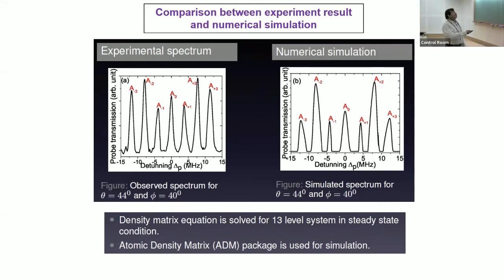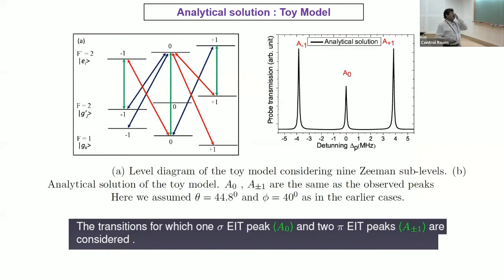So we can match our experimental spectrum with the numerical one, but then we wanted to do an analytical solution. So we took a toy model. This is the energy level diagram of the toy model. We didn't take the entire spectrum, but a small section of it so that we can at least get the A0 and A plus minus 1, so one sigma and two pi peaks. We assumed the same numbers as the experimental conditions, and you can see that they are considered. From the toy model, we can get the features. It's not exact, but we can get the features.